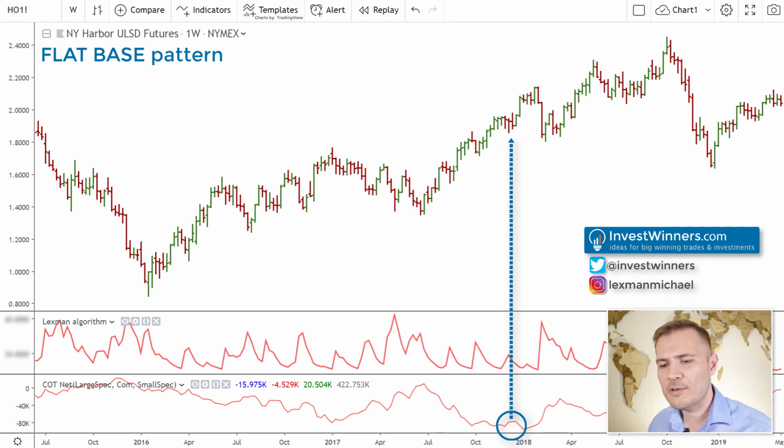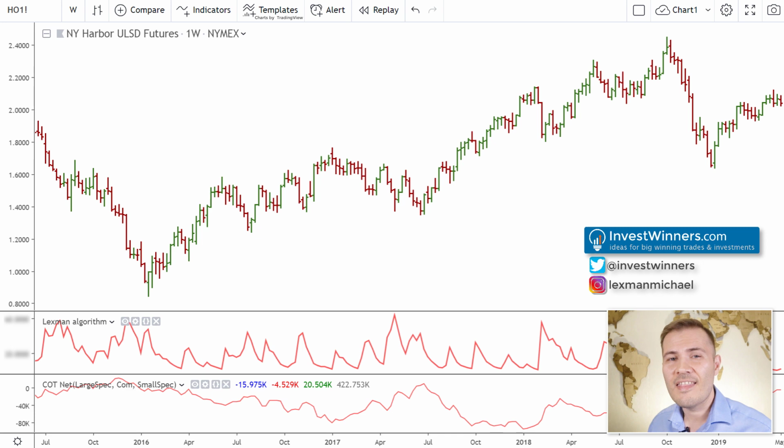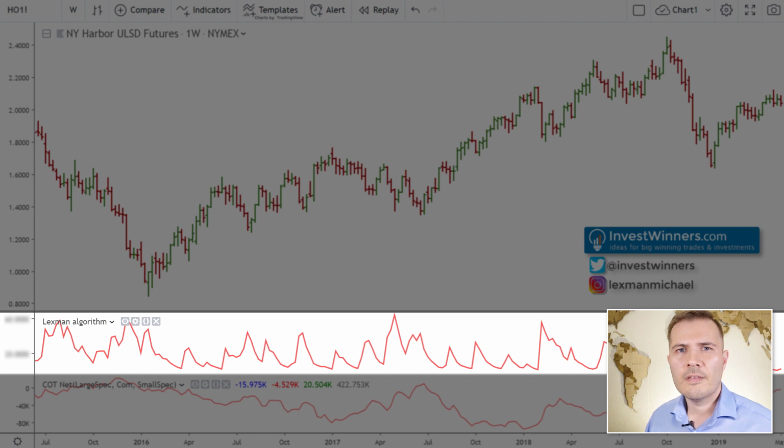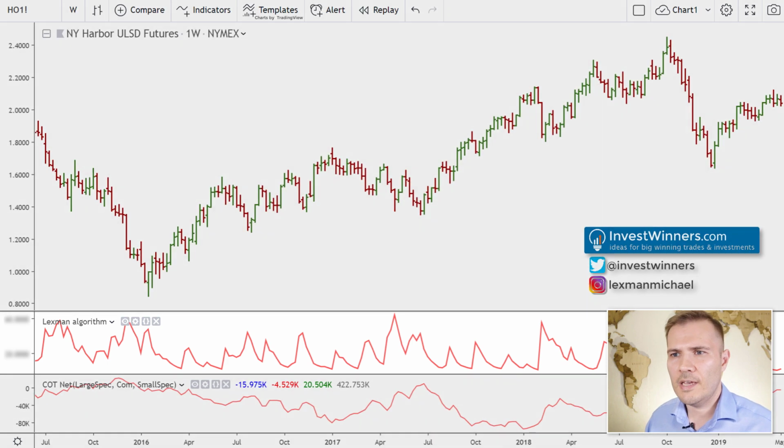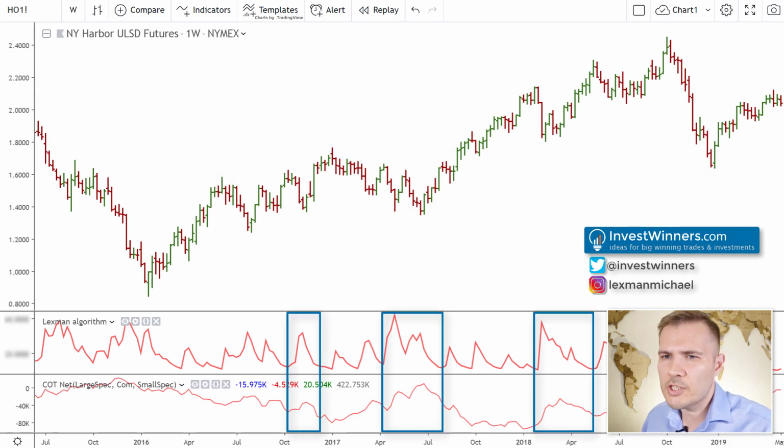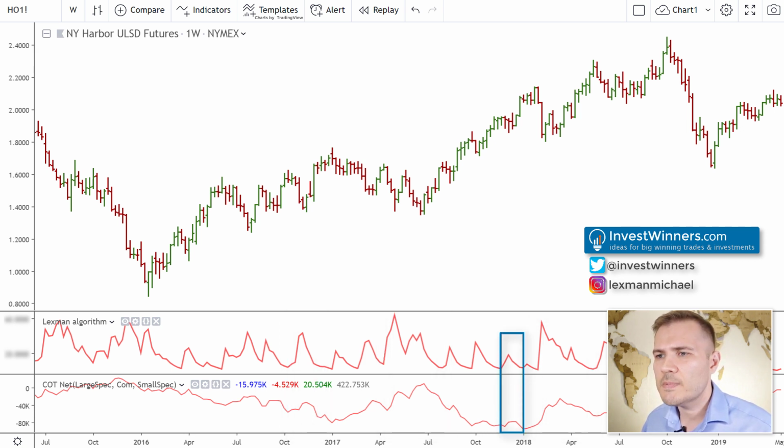Look, during the heating oil price stagnation, big capital began to buy. Bingo! That's why the flat base pattern worked perfectly. The upper curve is the Lexman algorithm curve. This is my own development. I was able to mathematically model the logic of commercials behavior. When real big capital builds up its position, my algorithm shows that this is exactly what is happening. The algorithm almost completely duplicates the commercials behavior in the futures market. At this stagnation, the Lexman algorithm, along with the commercials, clearly shows that large market powers are buying heating oil futures, which means prices will go up.